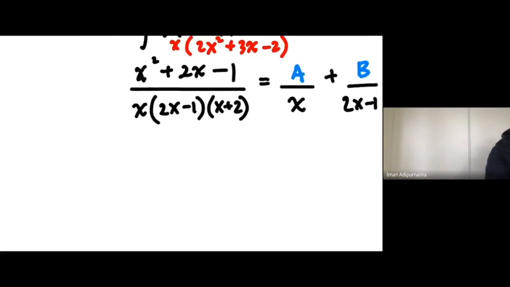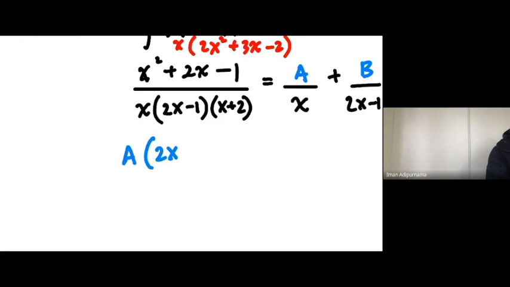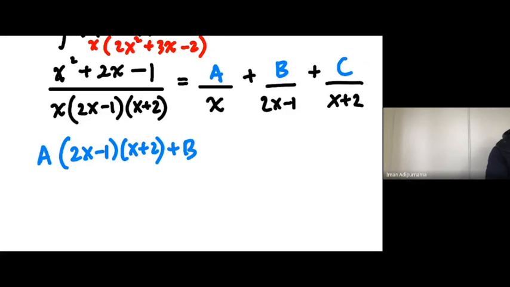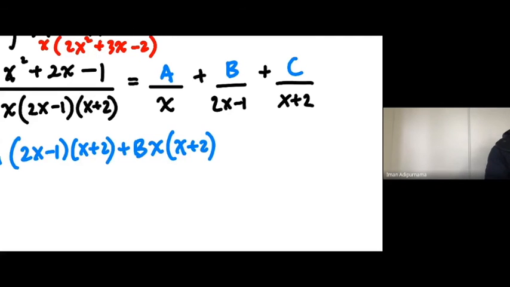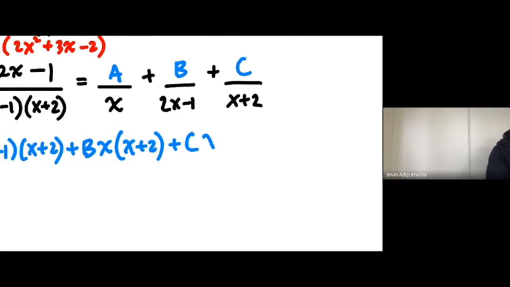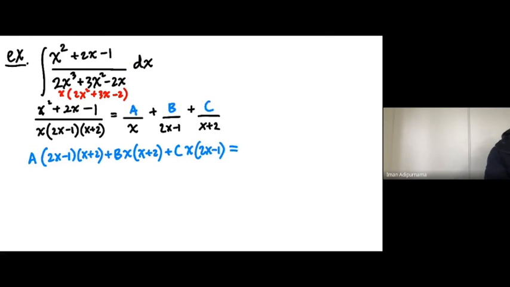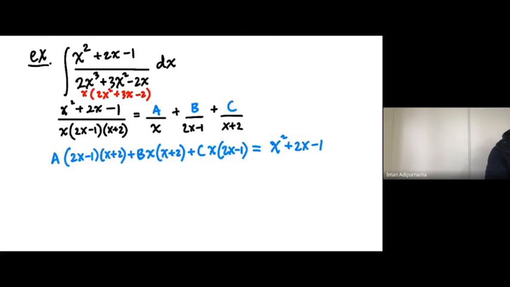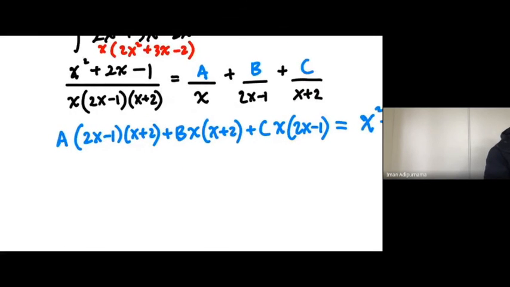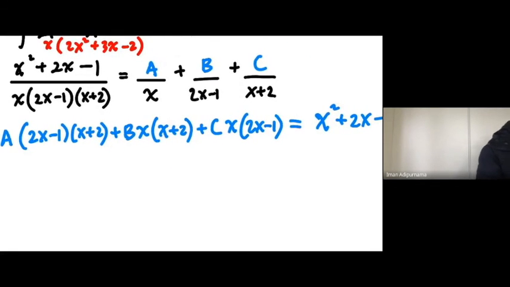So a is 2x minus 1, x plus 2, right? And then plus b, it's x and x plus 2, and c is x and then 2x minus 1. And this should be equal to x squared plus 2x minus 1. And we can solve this and find the a, b, c.